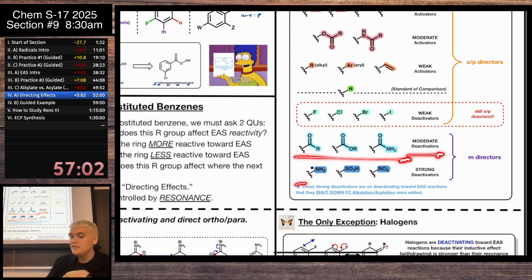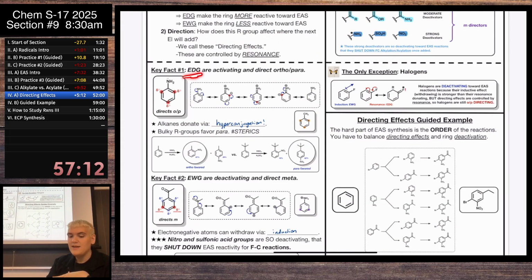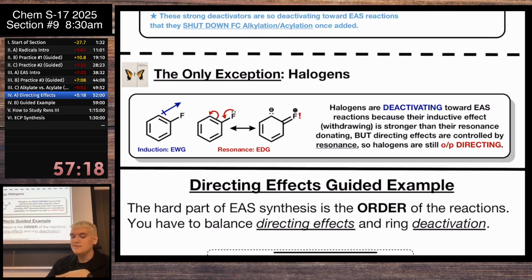And then we have the strong deactivators of positive formal charges, or the sulfo group, or the nitro group. Now, the one thing that is weird with our trend, we have these general rules: electron donating groups activating, ortho-para directing; withdrawing, deactivating, direct meta. The one exception to this are halogens.